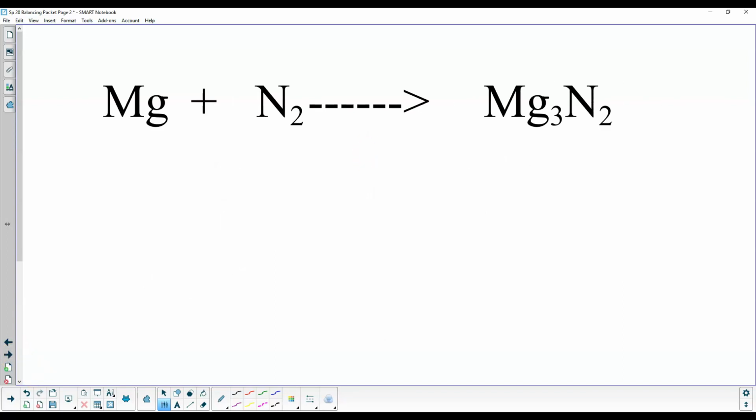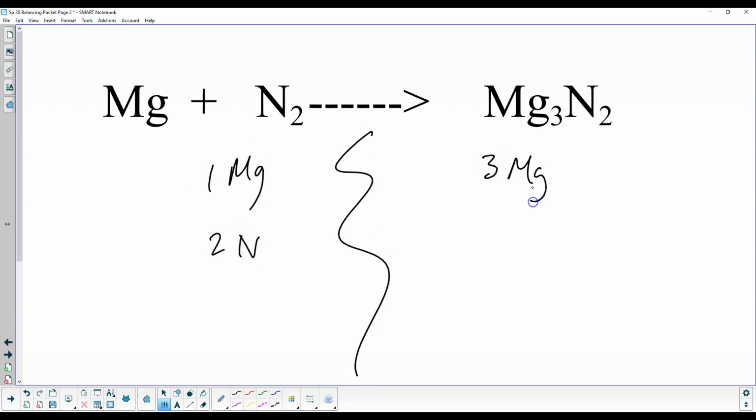Next one, let's see. 1 magnesium, 2 nitrogens. On this side, 3 magnesium, 2 nitrogens. Nitrogen's already good, 3 and 1. All you have to do is flop a 3 here, and we're good. 3, 1, 1 are the coefficients.